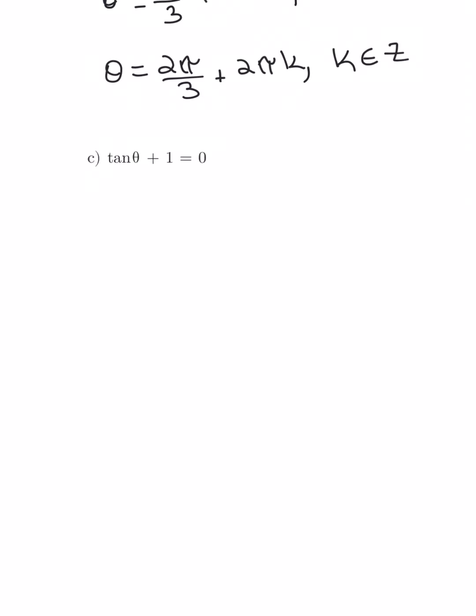Example C, we have the tangent of theta plus 1 equals 0. So the first thing we have to do is get tangent by itself by subtracting 1. So tangent of theta equals -1. Well, where is tangent negative? Tangent is negative in the second quadrant and the fourth quadrant. And if you think about that, those are diagonal from each other. Keep that in mind. Where does tangent equal 1? We've already talked about that. That's over at the over 4 angles.